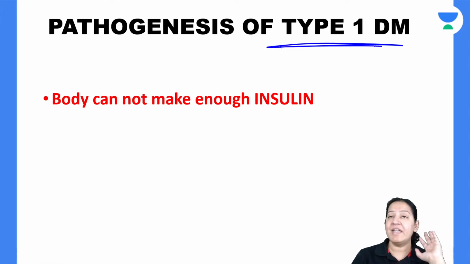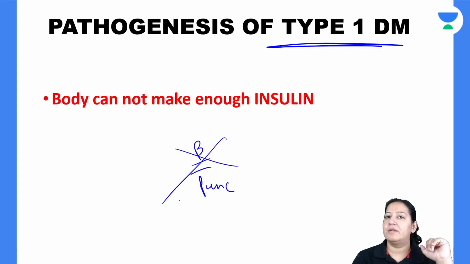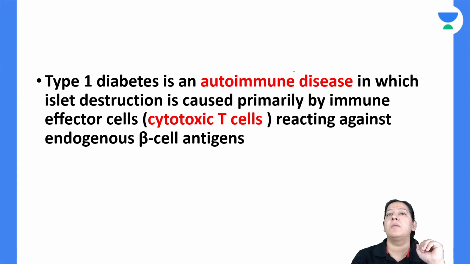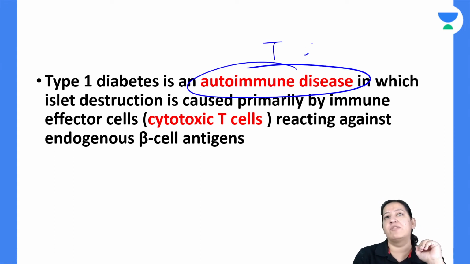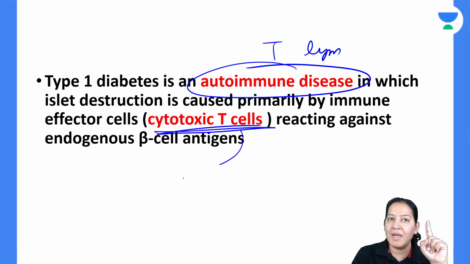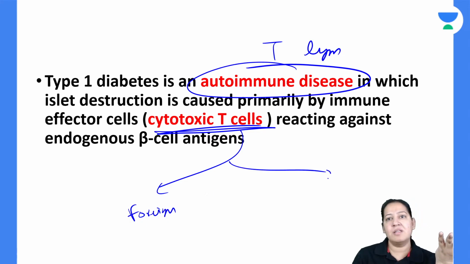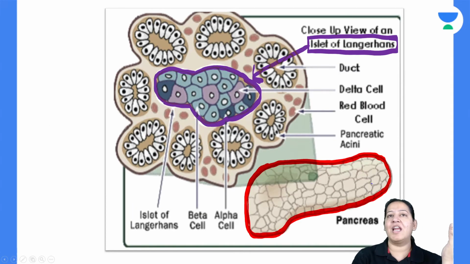In type 1 diabetes, the problem is with the beta cells of the pancreas. The beta cells are destroyed, so the body cannot make insulin. Insulin is absent because beta cells are absent. Who is destroying the beta cells? The body's own immunity. The body's own immune cells, the cytotoxic T lymphocytes, become abnormal. Normally, these cells should kill foreign material, but they are killing the self cells.